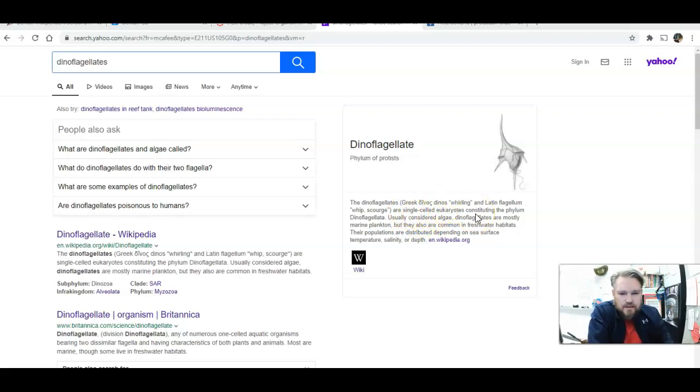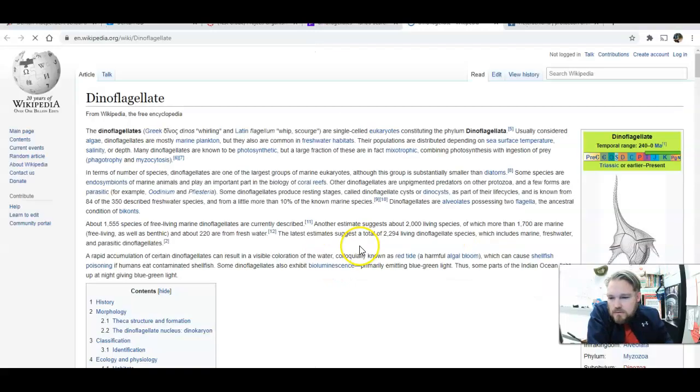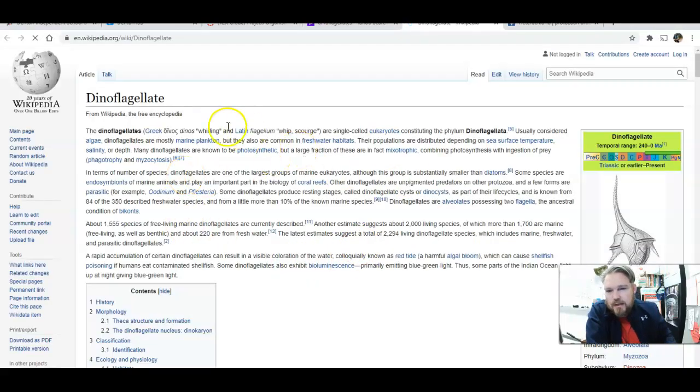Notice you got most of your stuff right here. They're single-celled eukaryotes consisting of flagellum, dinoflagellata. Usually they're considered algae. They're mostly marine plankton, but they're also common in freshwater habitats. Their populations are distributed depending on the sea surface temperature, salinity, and depth. So if we wanted to look up this wiki, we could continue reading. It says that most of them are photosynthetic.